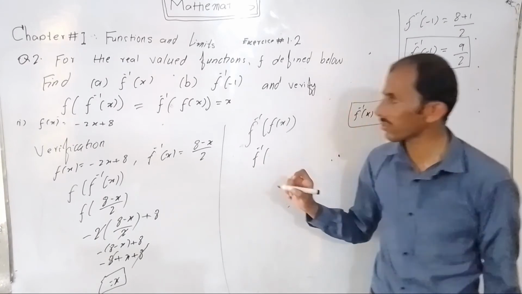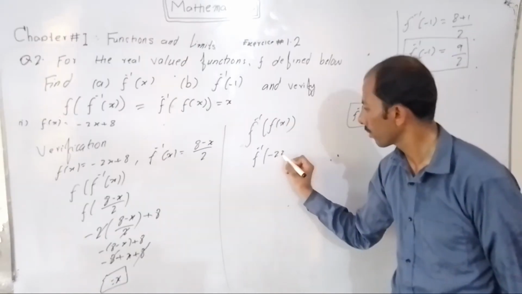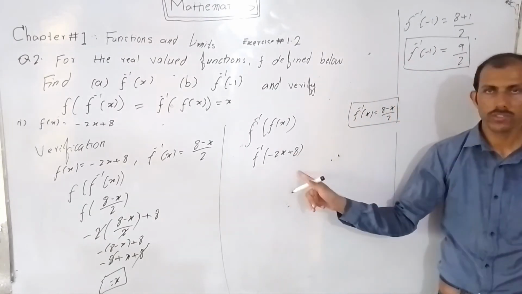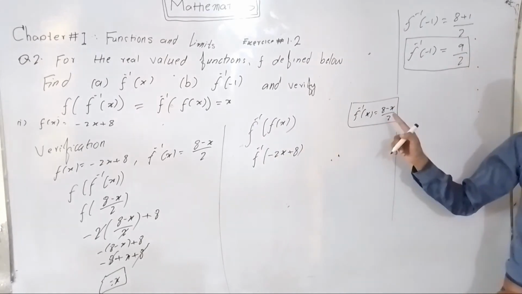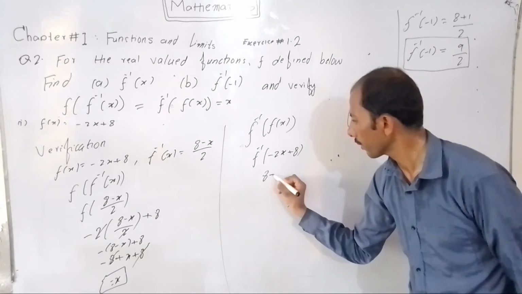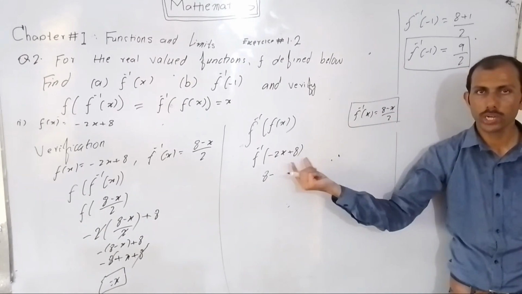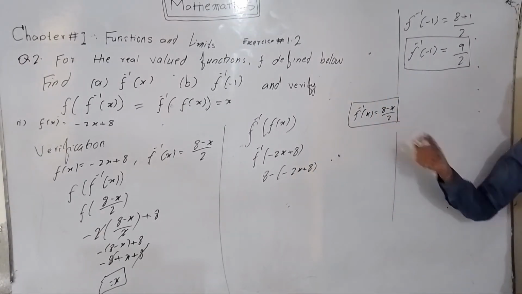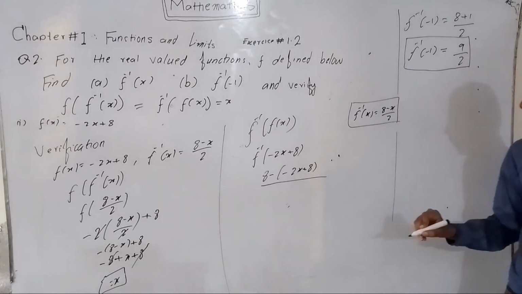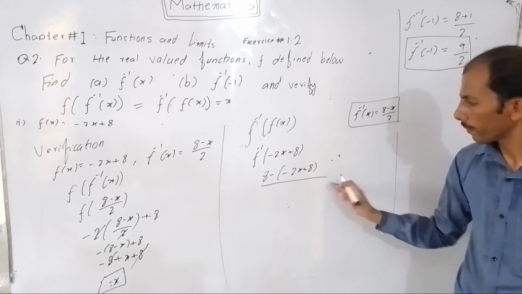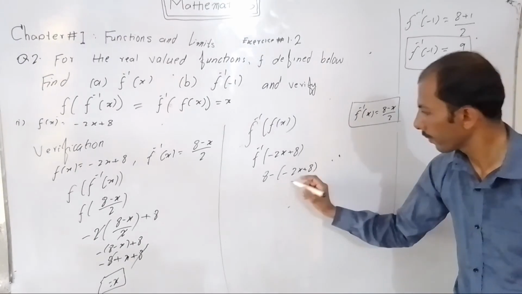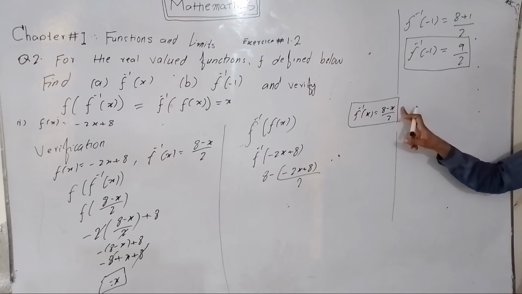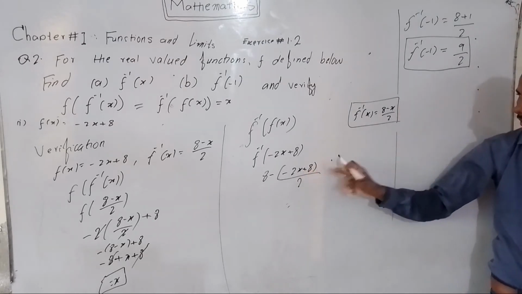So f inverse into f of x is equal to f inverse into minus 2x plus 8. So f inverse is equal to 8 minus x divided by 2. 8 minus x replaced by minus 2x plus 8, whole divided by 2.